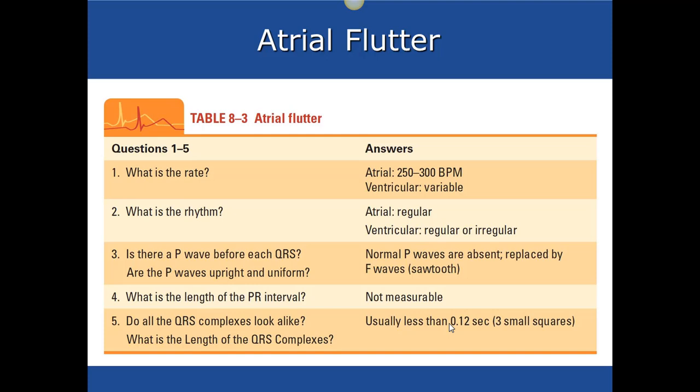When we look for P waves before each QRS, and whether the P waves are upright and uniform, we see that normal upright and rounded P waves are absent. These are replaced by capital F waves that look kind of like the teeth of a saw. Because we don't have any P waves, we are not able to measure a PR interval. As far as your QRS complexes, they generally all look alike, and they are narrow, coming in at 0.12 seconds or less.